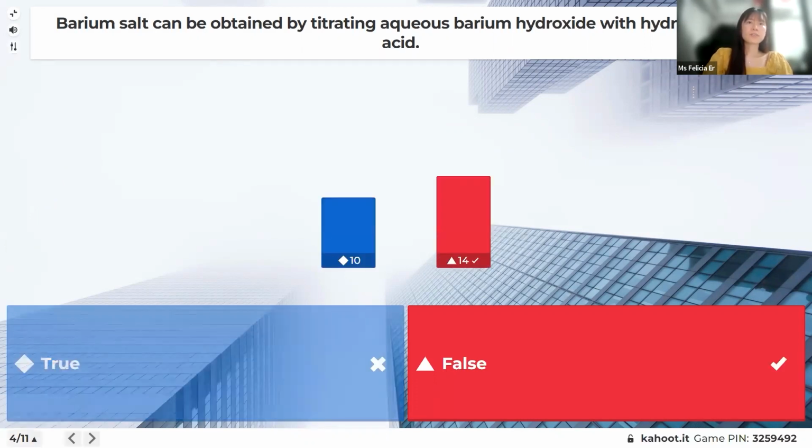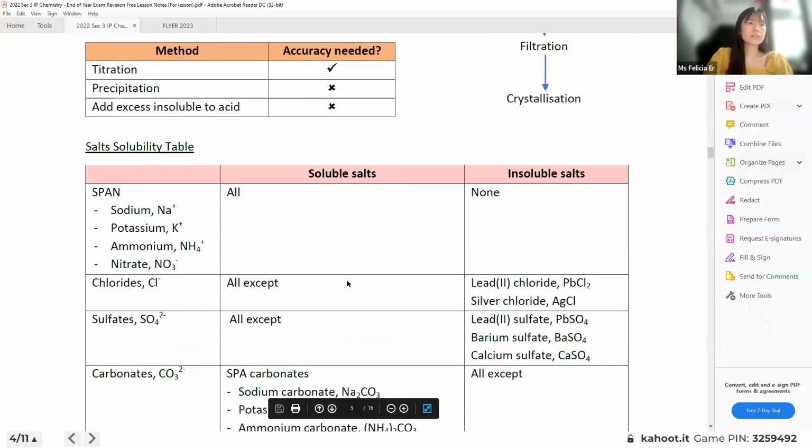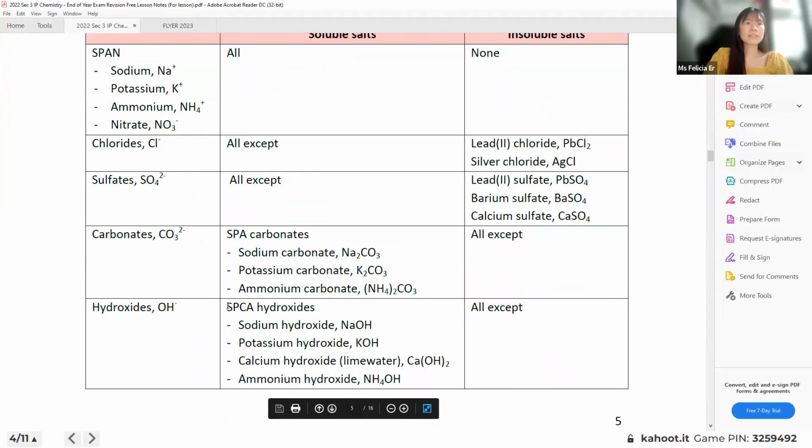Okay, good, the majority got it correct, but by a small margin. So why is it incorrect? The incorrect word is titrating. Let's take a look at the notes again. For barium, they say getting barium salt by titrating barium hydroxide. For hydroxides, these are the only soluble ones, which means barium hydroxide is insoluble.